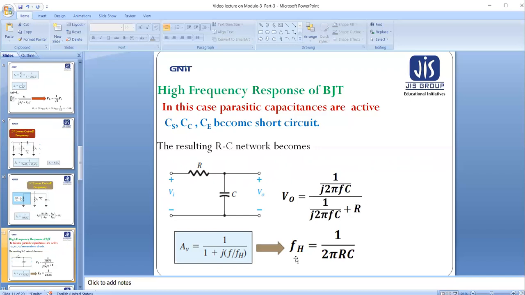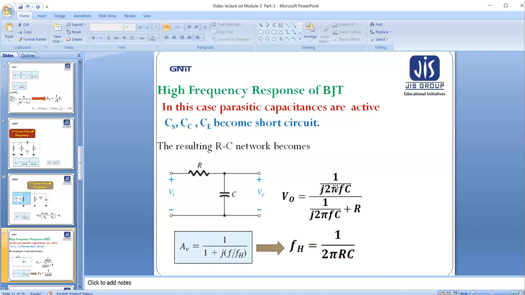So Av can be written as 1 by 1 plus j f by Fh. If I reorganize this expression, it becomes 1 by 1 plus j f by Fh, where Fh equals 1 by 2 pi RC. So if we consider this 1 by 2 pi RC, then it becomes this expression: Av equals 1 by 1 plus j f by Fh.